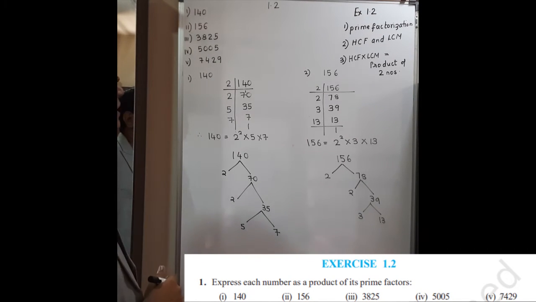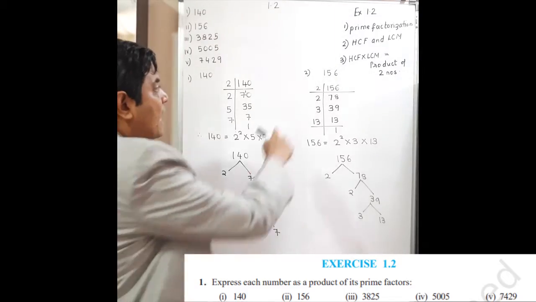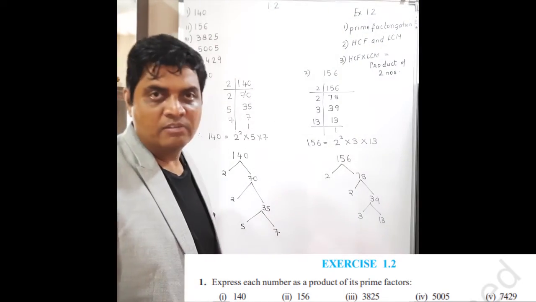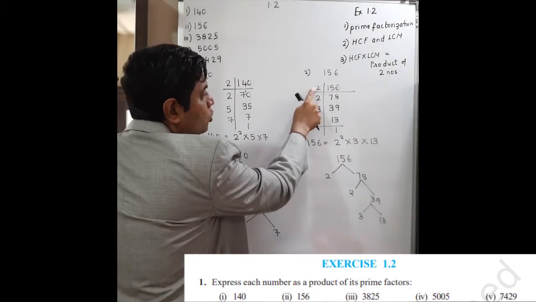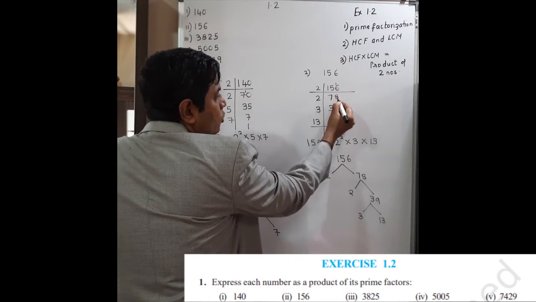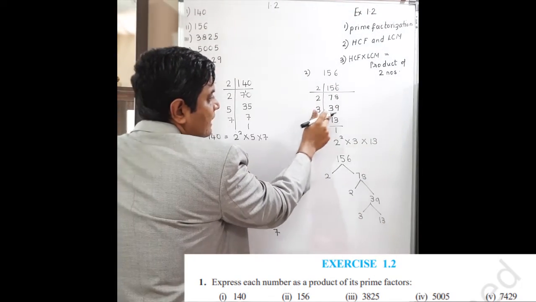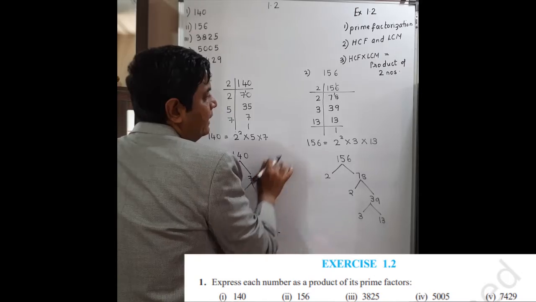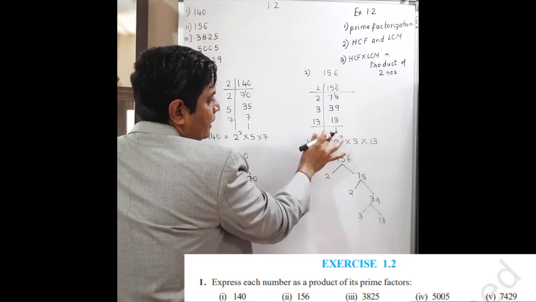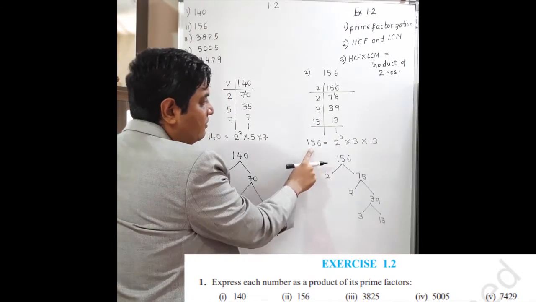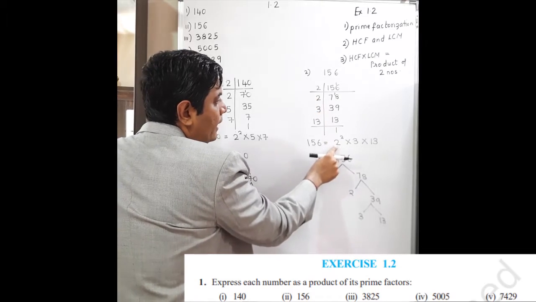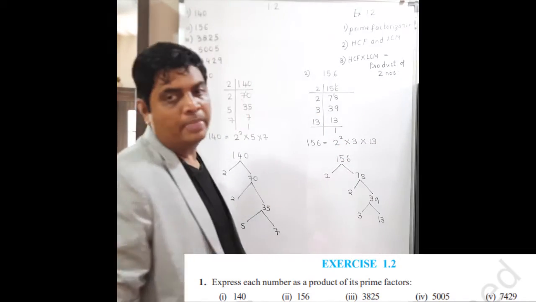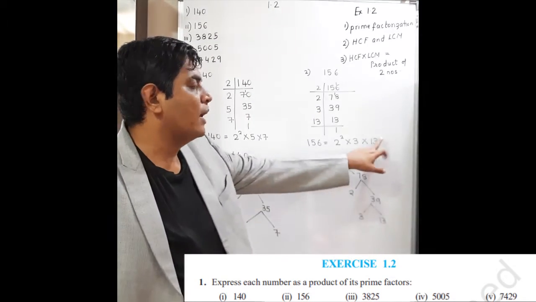Now the second question is 156. The last digit is an even number, so it is divisible by 2. We start with 2. 2 7s are 14, 1. 2 8s are 16. 2 3s are 6, 1. 2 9s are 18. 3 13s are, and 13 1s are. So 156 is 2 into 2 into 3 into 13, that is 2 square into 3 into 13. You will not show 1 over here.